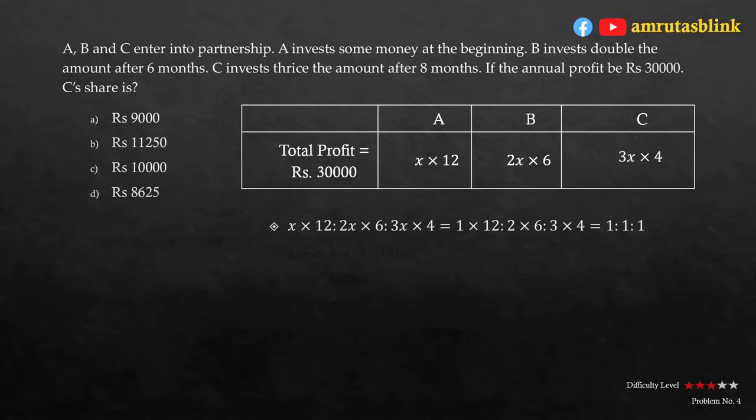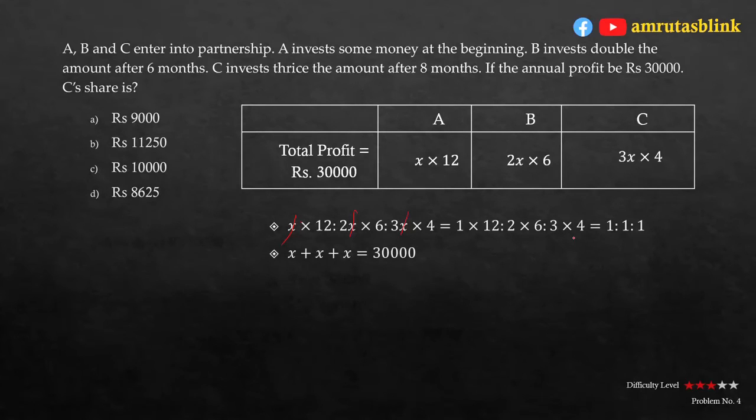So, we will find out the total ratio, that is x into 12 as to 2x into 6 as to 3x into 4. Now, first of all, we will cancel out x from all three terms. So, what is remaining is 1 into 12 as to 2 into 6 as to 3 into 4. So, 1 into 12 is 12, 6 into 2 is 12 and 3 into 4 is also 12. Hence, the ratio of their investment is 1 as to 1 as to 1. That means, all three of them are going to receive the same amount from the profit.